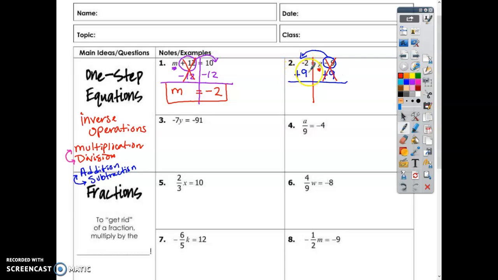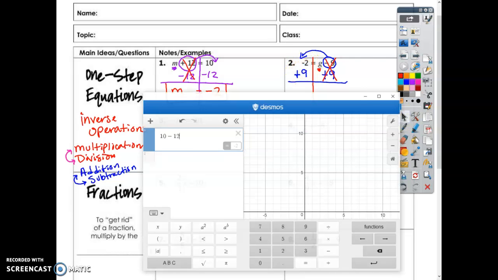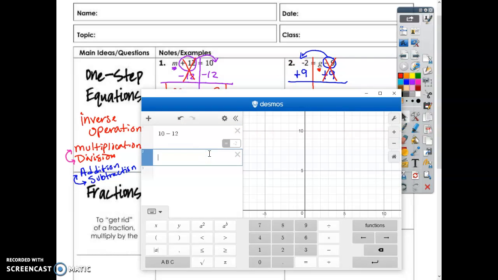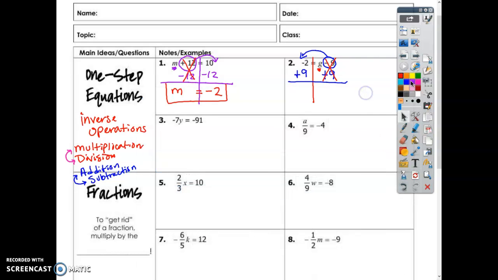You're going to put this in Desmos: negative 2 plus 9. Positive 7. So my answer is 7 equals, bring down the g. So g equals 7. Okay, the opposite. So the opposite of addition is subtraction. The opposite of subtraction is addition.